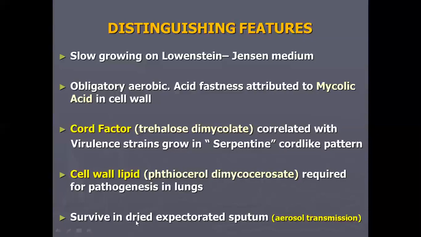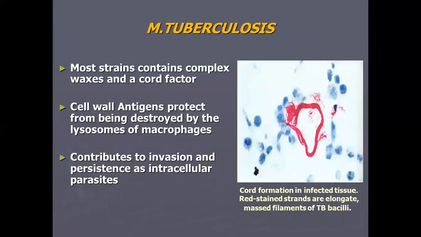The organism can survive in dried expectorated sputum, and that provides the basis for the aerosol transmission of this microorganism. The organism can survive even in the dry sputum, and once the sputum dries, it turns into particles, and these particles can be suspended as dry air in the environment. So this is what we call dry air and wet air also. So this is what we call environmental transmission, with particular emphasis on the aerosol transmission of this microorganism. Mycobacterium tuberculosis, look at this slide: how does the cord-like formation in the infected tissues look?